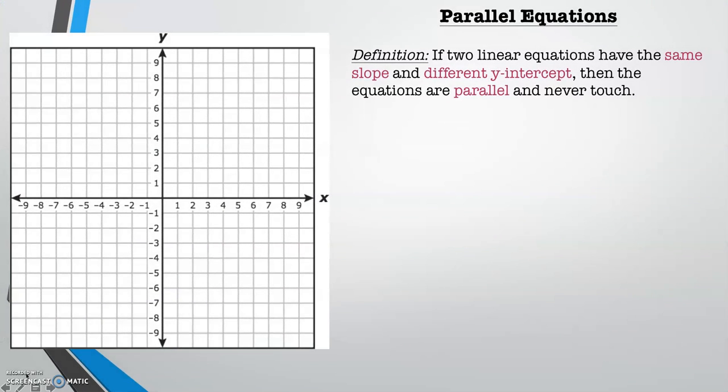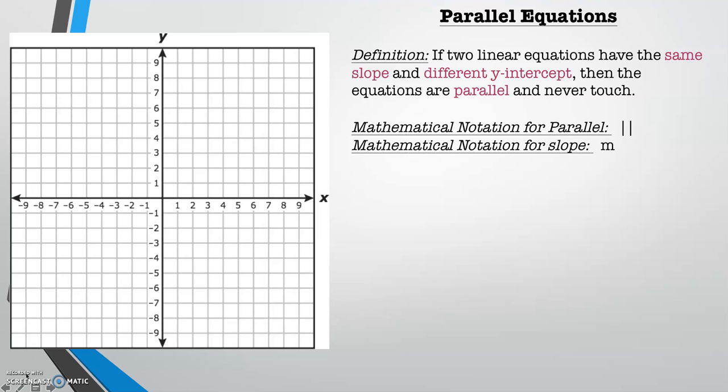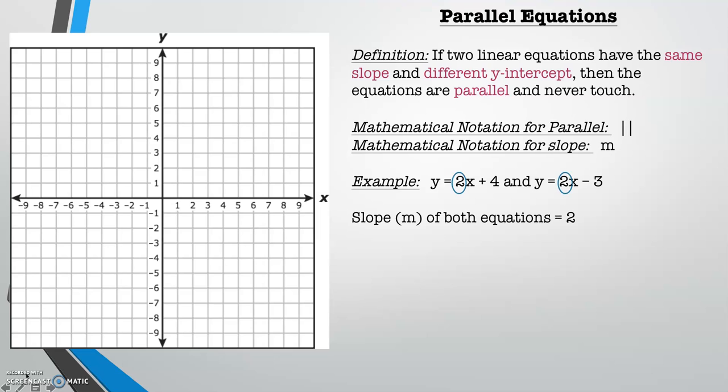Let's begin to look at parallel equations. The mathematical notation for parallel lines is two lines next to each other. And the mathematical notation for slope is the lowercase m. So let's take a look at the example y equals 2x plus 4 and y equals 2x minus 3. As you can see, we identify both slopes in the equations, which in this case, both are equal to 2, and their y-intercepts are different.